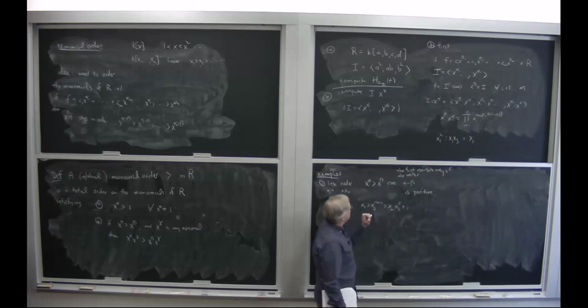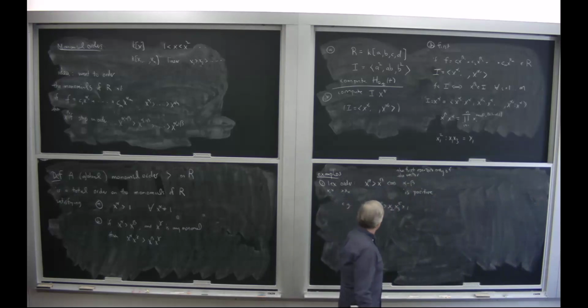It's clear that if I multiply, adding by gamma, that it holds. It's also clear that A holds for that. 1 is the smallest one.